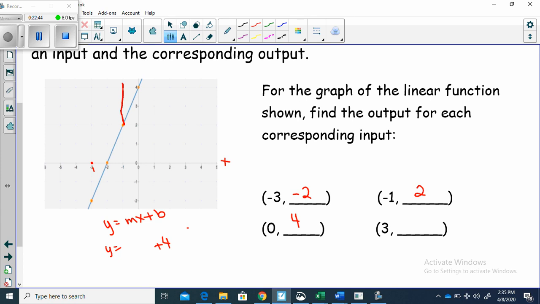And we can calculate it here. Rise, in this case, is up 2, run is over 1. My slope is going to be change in y over change in x, which is 2 over 1, rise over run. 2 over 1 is 2. So here's our equation. y = 2x + 4. Let's plug our 3 in for the x. Our input is 3. y = 2 times 3 + 4. 2 times 3 is 6, plus 4 is 10. Our y is 10.